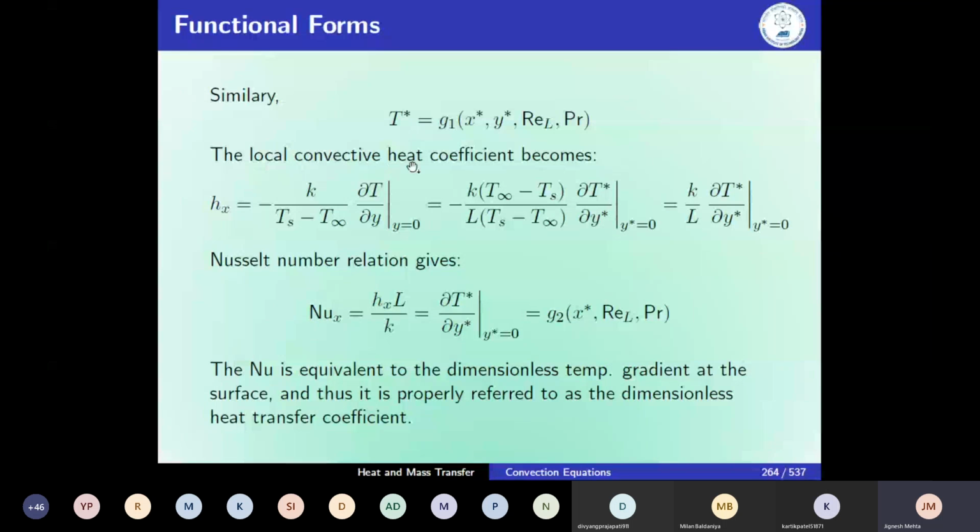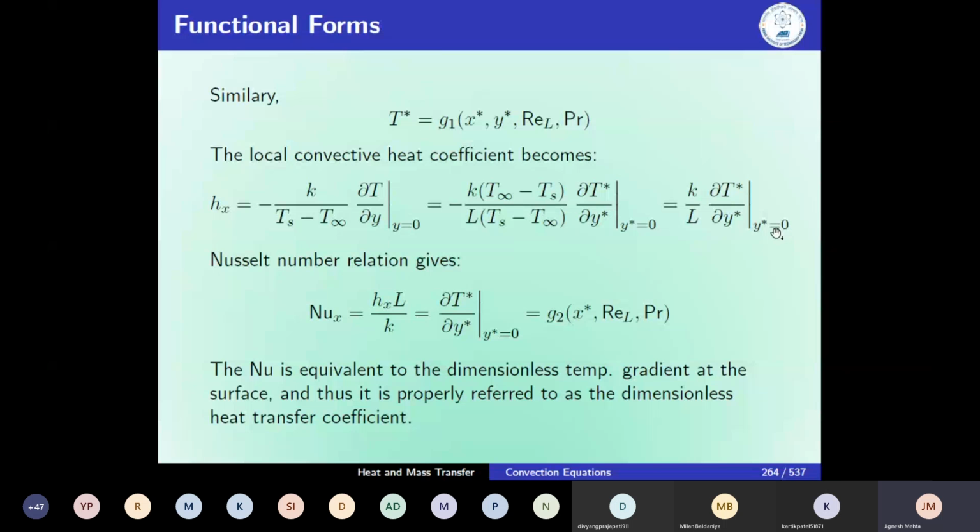Now the local convective heat transfer coefficient. How do you define it? This is the definition of heat transfer coefficient as it was defined earlier: it's k dT by dy at y equal to 0 divided by Ts minus T infinity. Now you non-dimensionalize it. This is what you get when you non-dimensionalize it, and then these two terms get cancelled. So you get k by L dT star by dy star at y star equal to 0, and you can see it has become positive.